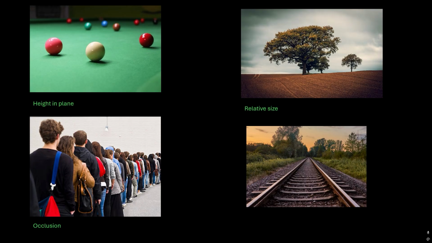And in the bottom right here, we have a brilliant example of linear perspective. So as we can see, the two parallel railway lines appear to move closer together the further away that they get. And this is, of course, the idea of convergence.